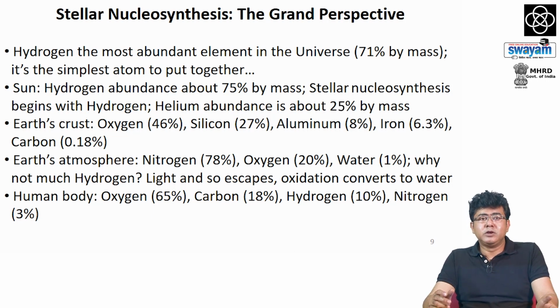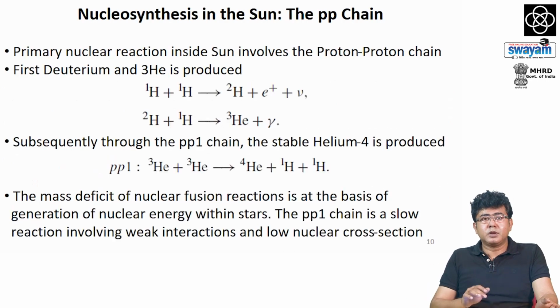And if you look at the human body, we have oxygen, which is again the dominant element in the human body. Then we have carbon, hydrogen, and nitrogen. Although we will not be going into the details of this, it turns out that most of these elements in the human body are produced in different astrophysical contexts, in different astrophysical processes.